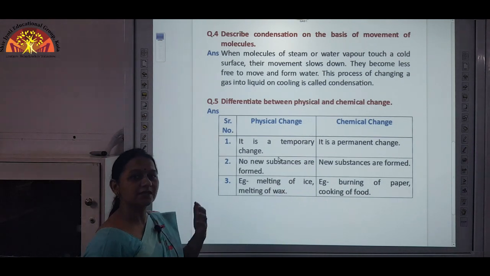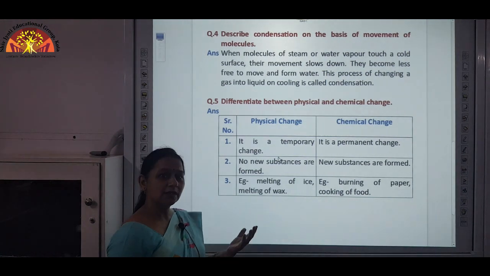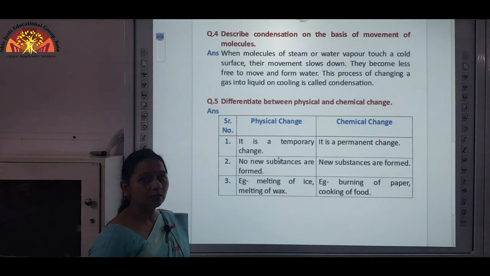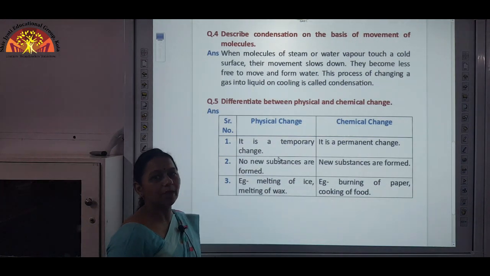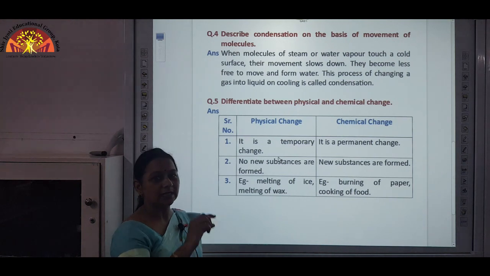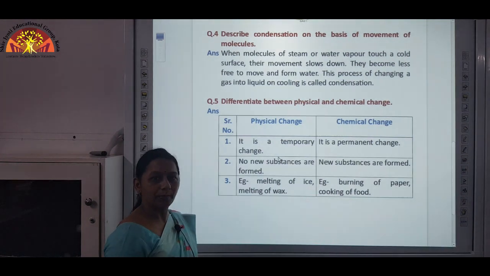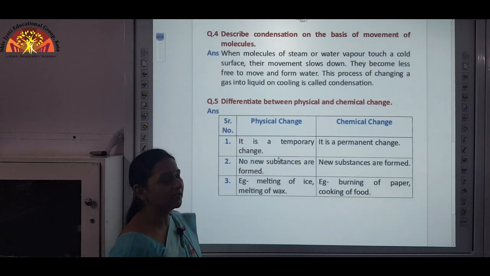Now, this process of changing a gas into liquid on cooling is called condensation. So, condensation is the process when we convert gaseous state into the liquid state on cooling. This process you can see on your tiffin lids also. When your mama packs the hot tiffin for you, you see water droplets on the tiffin lid when you open it. That is also due to condensation. So, students understood how the droplets have appeared there.